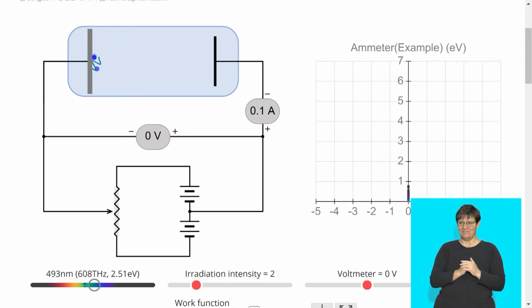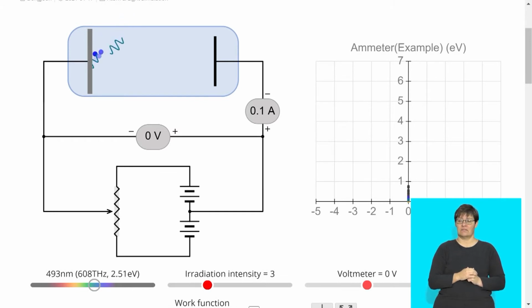Ah, there we go. I've now got current, a small amount of current. So I have gone past the threshold frequency, okay? We are ejecting electrons from the metal, but they're not going very fast. So what happens if I keep the frequency the same, but I'm going to make the light brighter, okay?